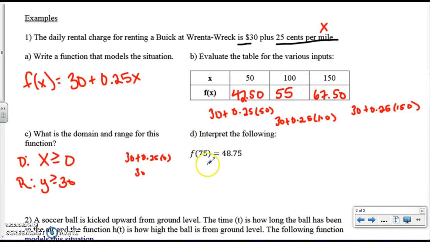Okay, last one, interpret the following. This gives us our miles and our cost. So drive 75 miles for a total cost of $48.75.